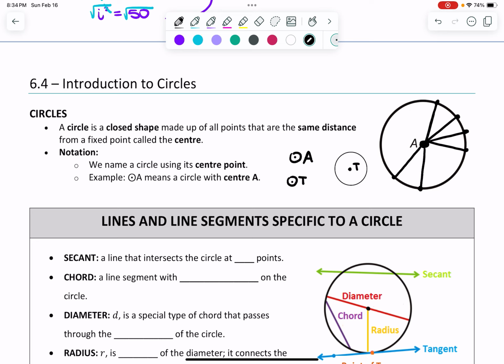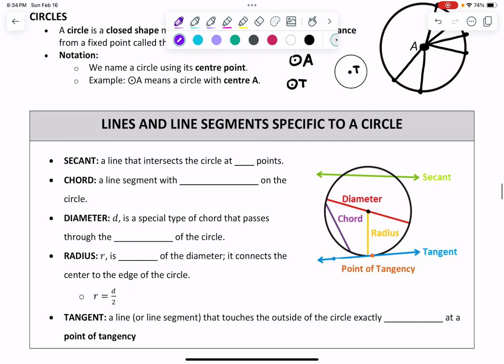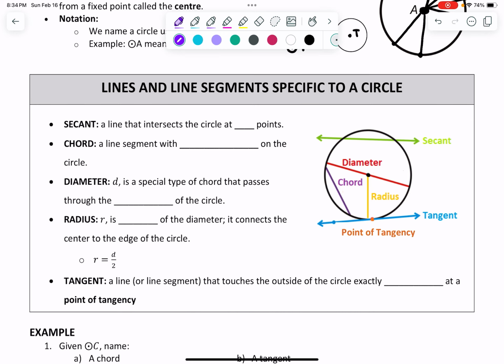Now, the cool thing about circles is that when I start mixing the ideas of circles and line segments and angles together, we get all of these really cool properties, all these really cool new terminology pieces. And we are going to start identifying some of the ways that lines and line segments relate specifically to circles. So the first one we have is a secant. And I can see a secant right here. Now this secant is a line that intersects the circle at 2 points.